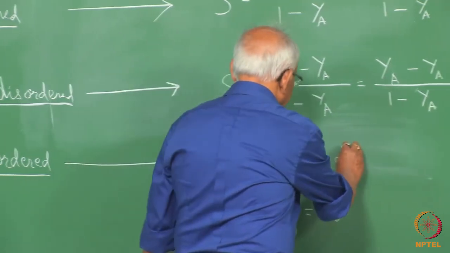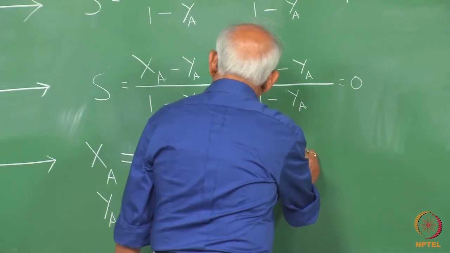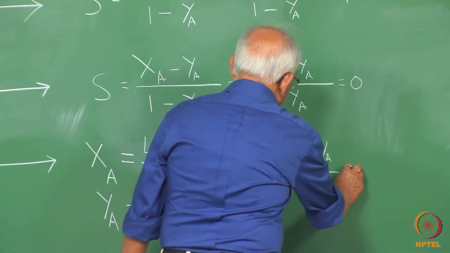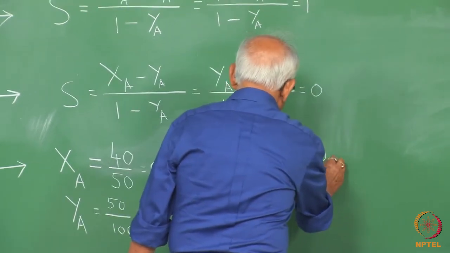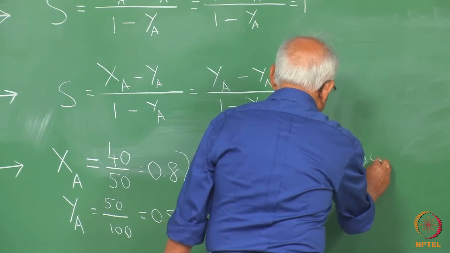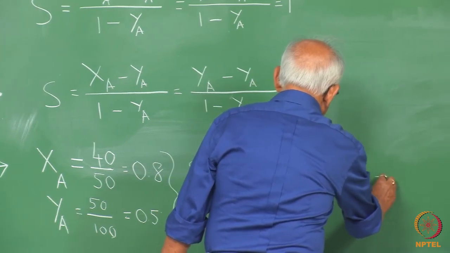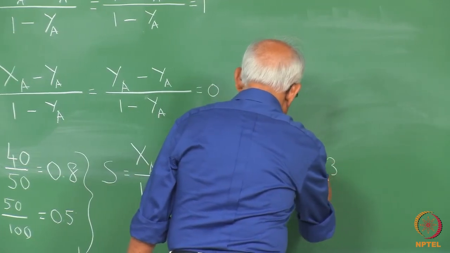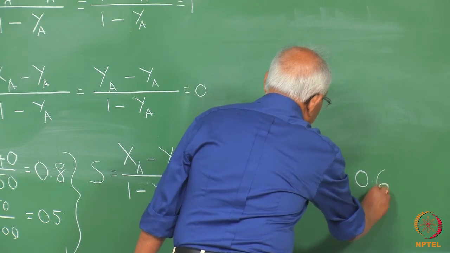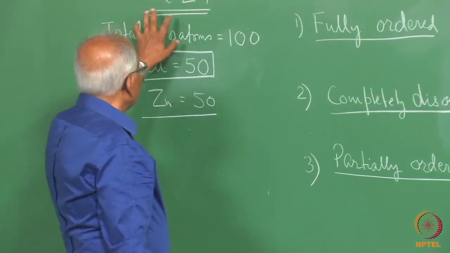So, in this case, what is the value of S? S is equal to x a minus y a divided by 1 minus y a. So, this is equal to 0.8 minus 0.5 divided by 1 minus 0.5. It is equal to 0.3 divided by 0.5. It comes to 0.6.